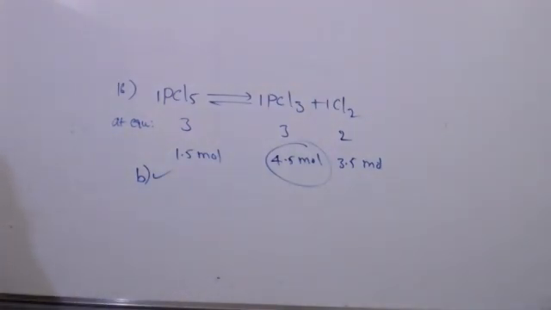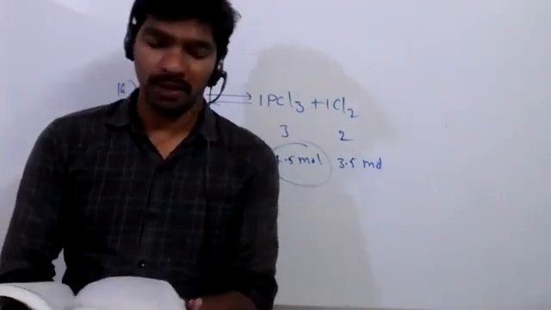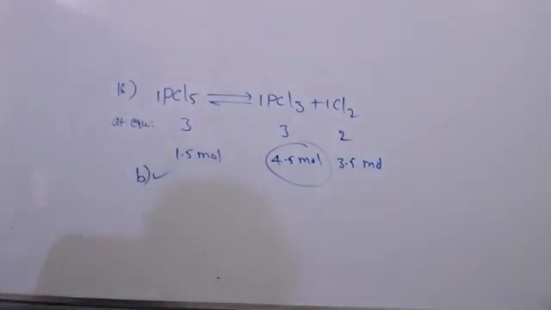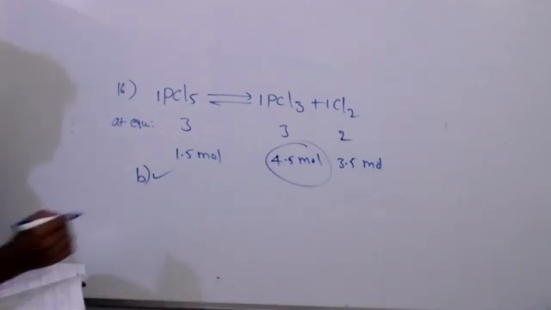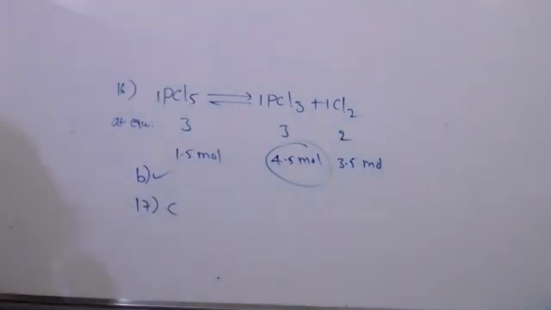Question 17. For the reaction 2HI gives rise to H2 plus I2 minus Q kilojoule, the equilibrium constant depends upon catalyst, volume, temperature, or pressure. What is the correct answer? Equilibrium constant depends upon temperature only. It never depends upon pressure, volume, and catalyst. It depends on only temperature. C is correct. By altering temperature, only the equilibrium constant changes.